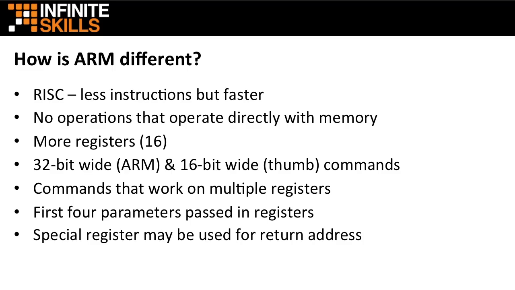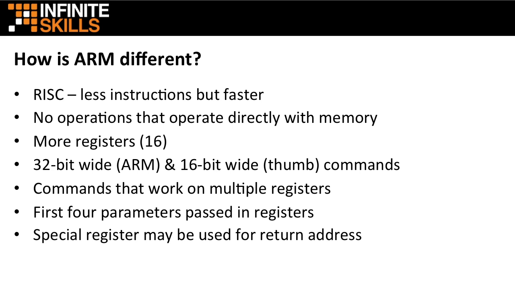Another difference, there are no operations that operate directly with memory in the ARM platform. There are also a lot more registers as a result of this. So you have 16 registers. You have 2 kinds of commands. You have 32-bit or 4-byte wide commands, and then you have 16-bit or 2-byte wide commands as well. The 32-bit wide commands are called ARM, and the 16-bit are called thumb commands.